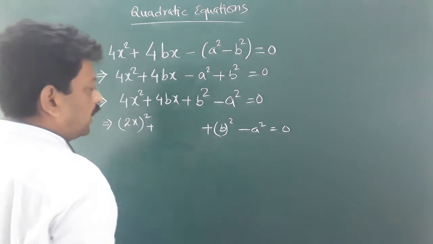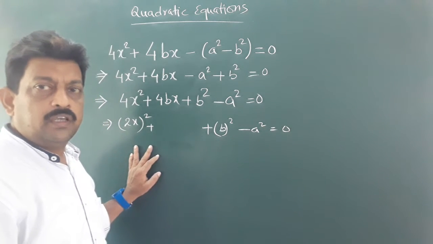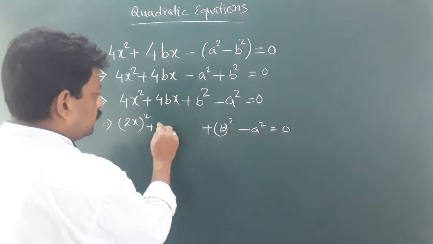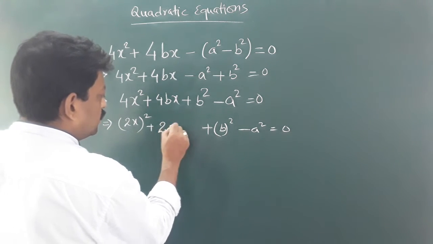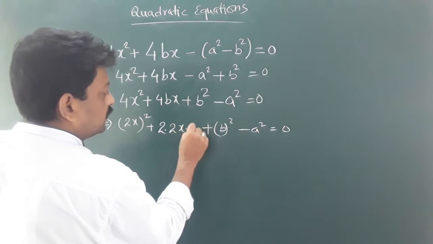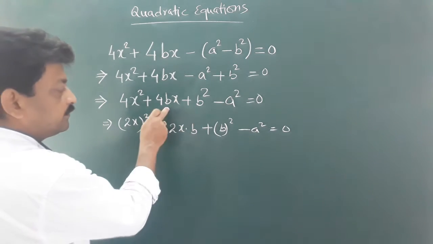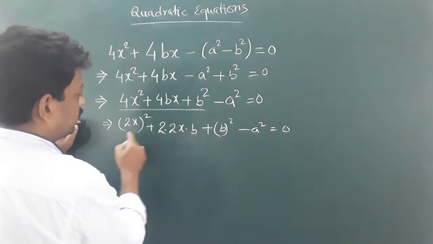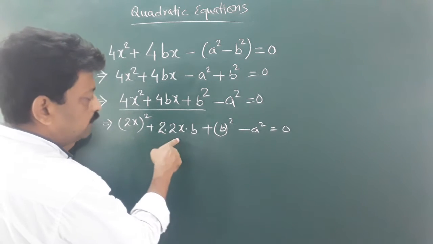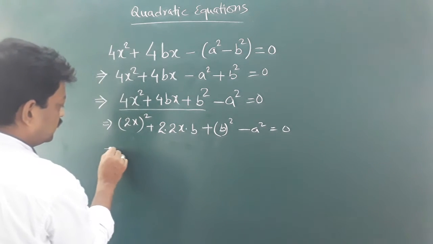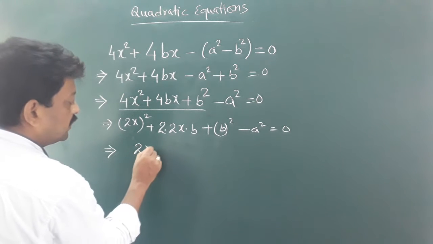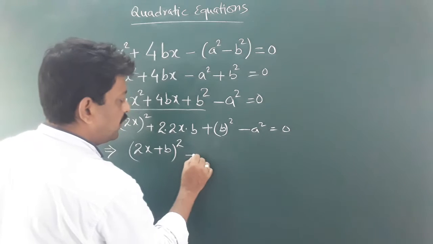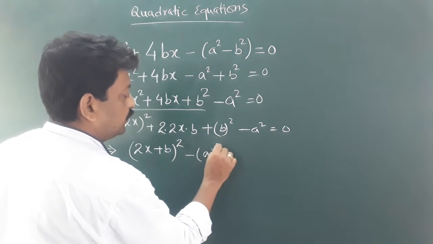Here in the middle, as we know, a plus b whole square means a square plus 2ab plus b square. So I have got a, I have got b, so in the middle it is 2ab. Is it matching with this one? Yes, of course it is matching. That means this whole thing can be written in the form of a square plus 2ab plus b square. So we can say that it is 2x plus b whole square minus a square equals to 0.